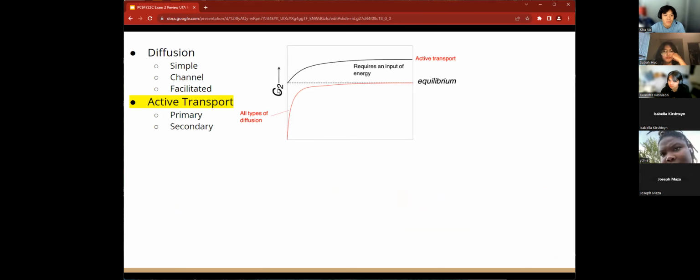Okay, so that's when you see a graph, maybe a figure where it has a control.